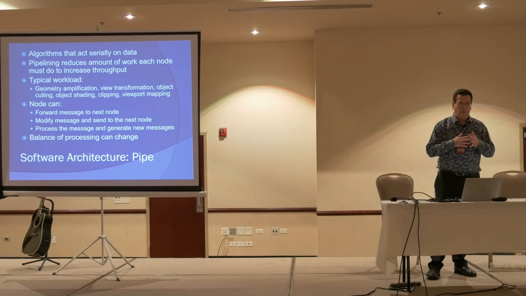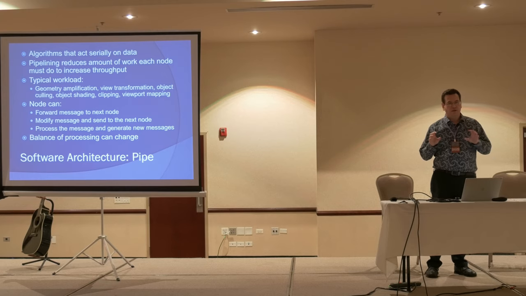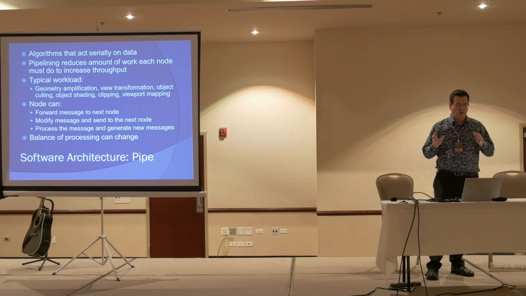So for the pipeline portion, you're going to be writing algorithms that act serially on the data. You've got pipelining to reduce the amount of work that each node has to do, and your typical workload in these pipeline serial nodes is things like geometry amplification. A procedural sphere is an example of that. You might have something like subdivision surfaces, where you've got a description of a surface and you refine it by subdividing the description repeatedly to get geometric primitives that represent the true curved surface at a necessary resolution.